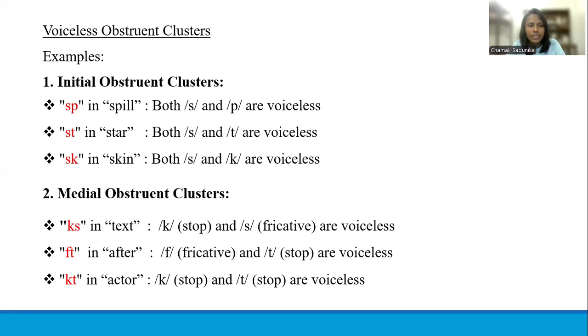So next we'll see how these voiceless obstruent clusters occur. Voiceless obstruent clusters are pronounced without vibrating the vocal cords. So here in this cluster, all consonants are voiceless. Obstruent clusters occur in initial, medial, or final position. First, we will see initial obstruent clusters.